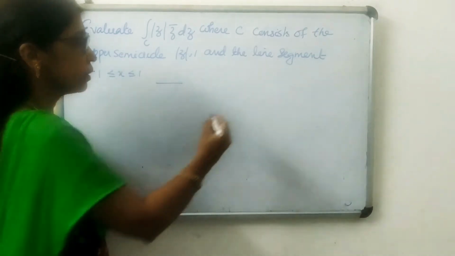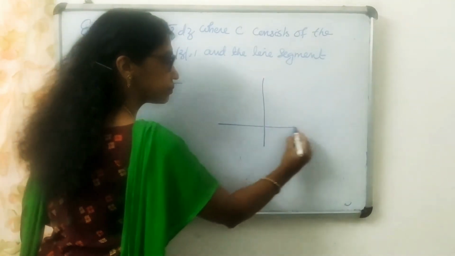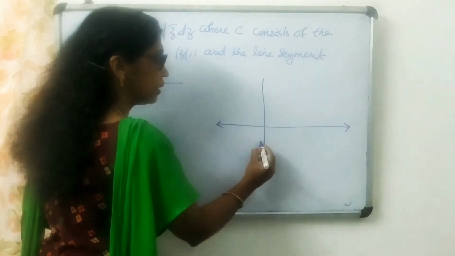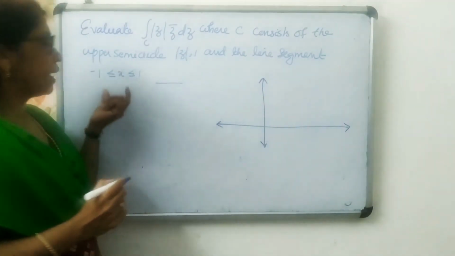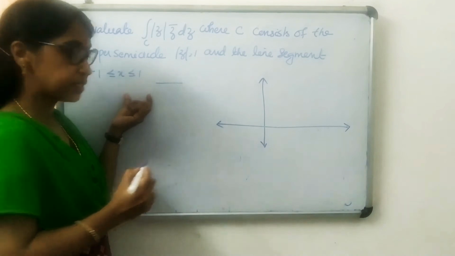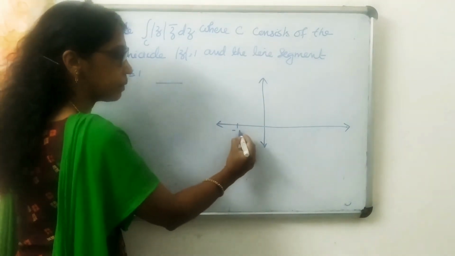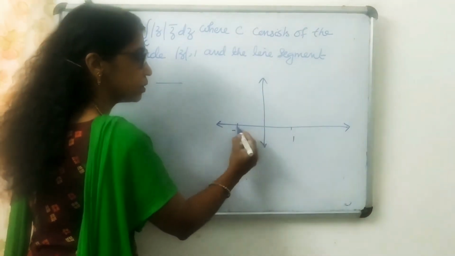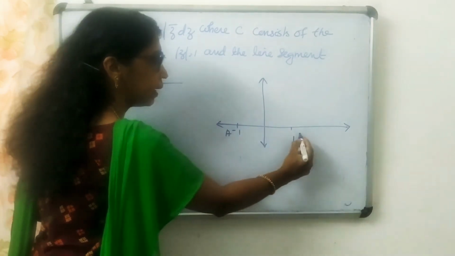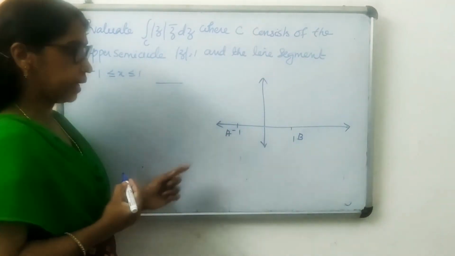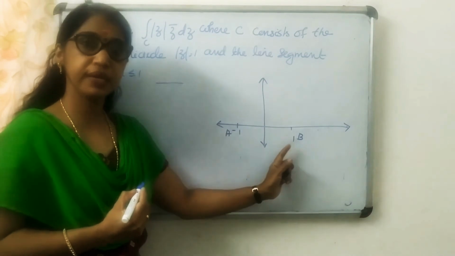Look at this. So this is the figure. Line segment is from -1 to +1 in the x-axis. So I am taking here -1 to +1. So this is AB. So line segment AB from -1 to +1 in the x-axis.